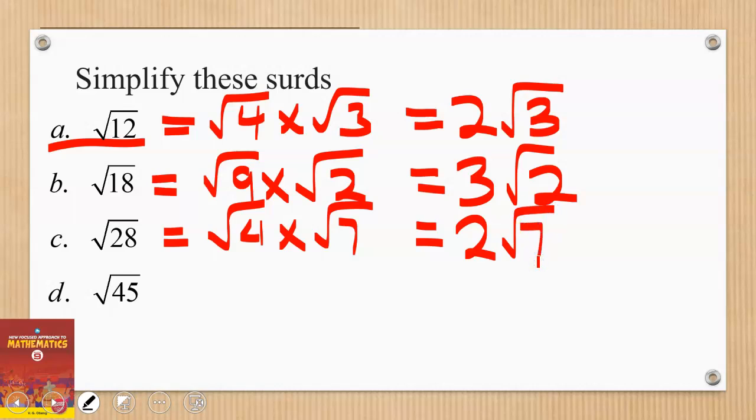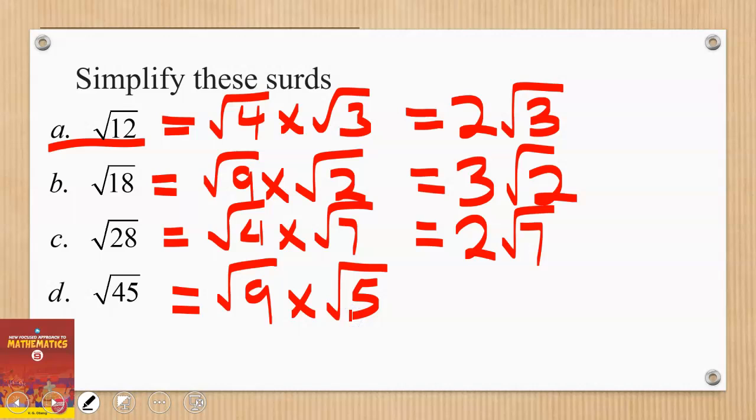Let's say the last one, root 45. Which of the perfect squares can divide 45? Can 4 do it? No. The next one is 9. Yes, 9 can divide. So I'm going to have root of 9 times what will give us 45? And that is 5. So root 9 we say is 3. So 3 root 5. Good.